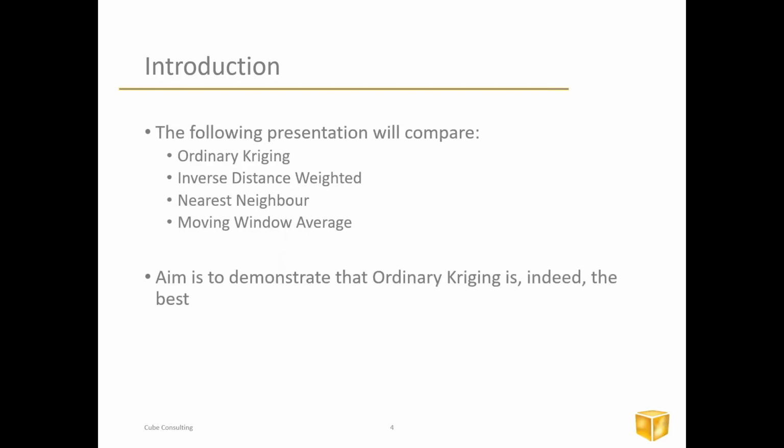Well, the aim of this presentation is to demonstrate to you that kriging, ordinary kriging, is the best estimator. I'm going to make a comparison with inverse distance, nearest neighbor, and moving window average. And my goal here is really to convince you to only use kriging. So if I fail, I can buy you a beer at the free drink after.